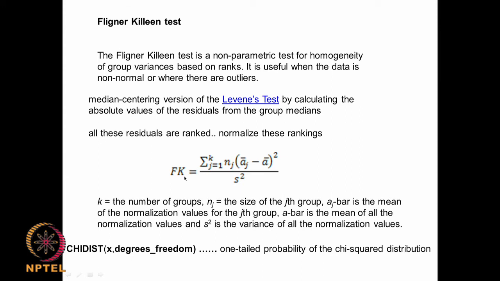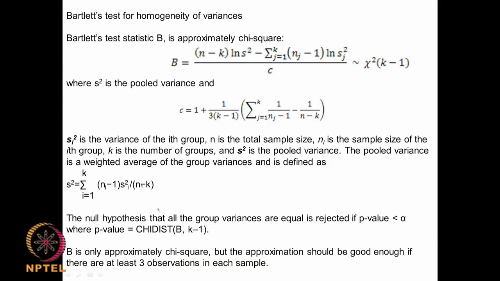This is based on the absolute values of the residuals, okay, and then you perform a chi-square distribution test to see whether the H0 is accepted or rejected. Then you have another test that is called the Bartlett's test for homogeneity of variance. Okay. So, you have here again a Bartlett's test statistic. It looks quite big, and this also makes use of the chi-square distribution.